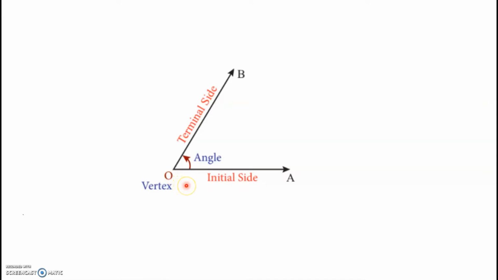Whenever you're measuring an angle in trigonometry, you measure it in this direction, which is the anti-clockwise direction. So this will be your initial side and this will be your terminal side. As the terminal side rotates, your angle will be measured from the initial side to the terminal side in the anti-clockwise direction.